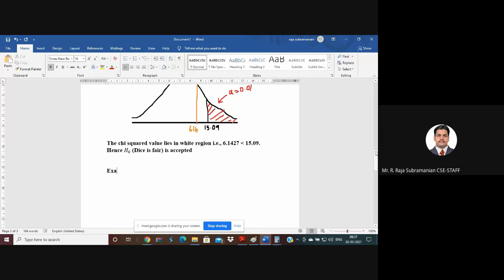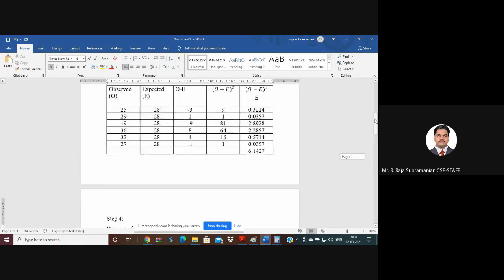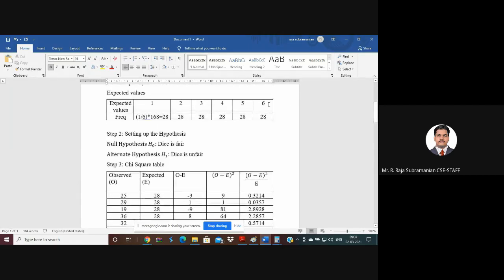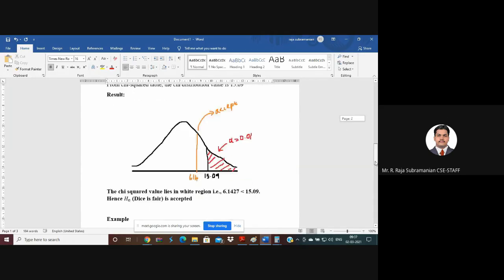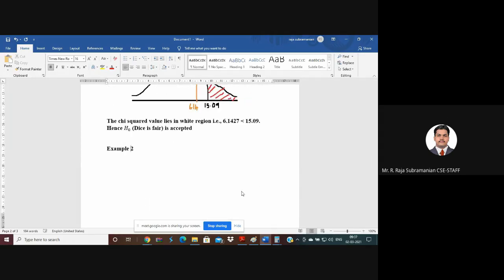So let us go into another problem. The only difference that you can see with respect to the next problem is this particular case: how to calculate the expected values. Others are actually exactly the same. How to calculate expected values is the thing we have to check here.